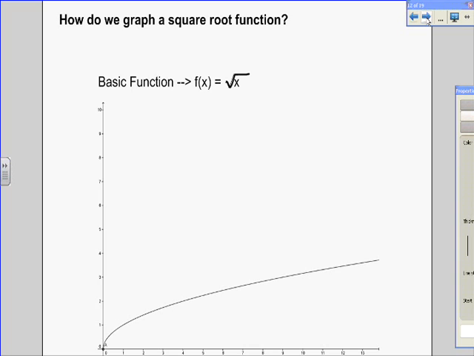So how do we graph a square root function? The first thing to know is basically what happens when we change the form of our square root function. Our basic looks like this. F of x is the root of x, and this is actually what the graph will look like here. This point down here at the bottom is at 0, 0 in our standard function, and that's our vertex.